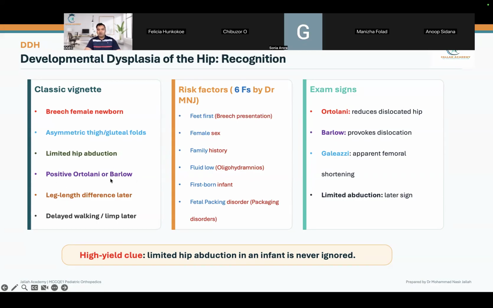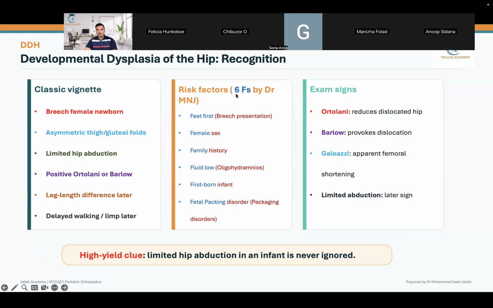So these two are special tests. If you are asked, probably these two might be one of the options as a special test that you need to do, or a screening test. Leg length difference later: if you do not catch it at an early stage, probably later on when the baby is crawling, you might see the leg length difference. Delayed walking and limp later.